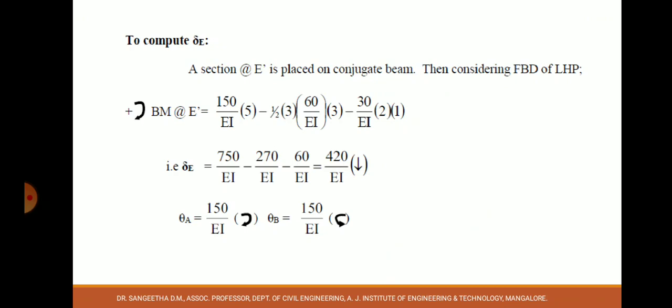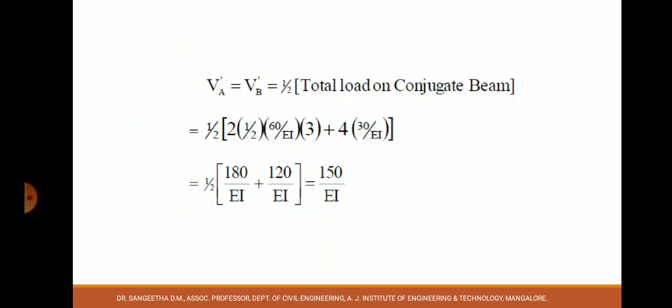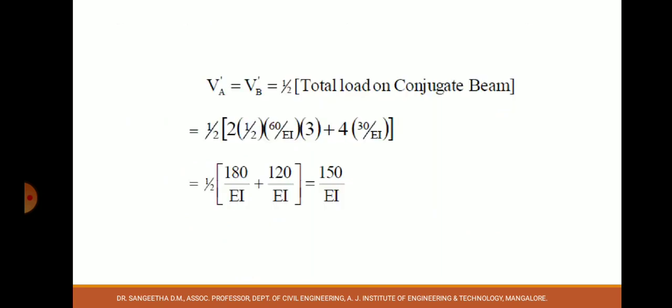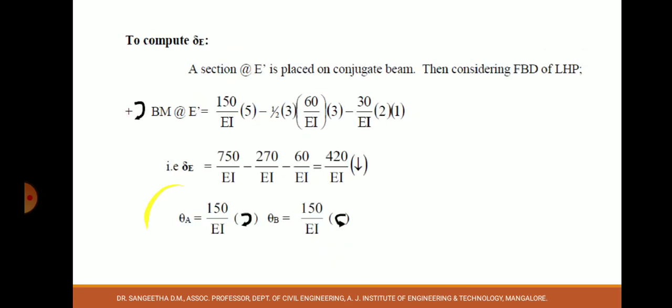Similarly, you can find out the rotation at A and rotation at B. What is rotation at A? Rotation at A is the shear force at A. What is shear force at A? Let's see the figure here. Shear force at A is nothing but the support reaction at A, VA dash, which is 150 by EI. So theta A and theta B are equal to 150 by EI. That's what is told here.